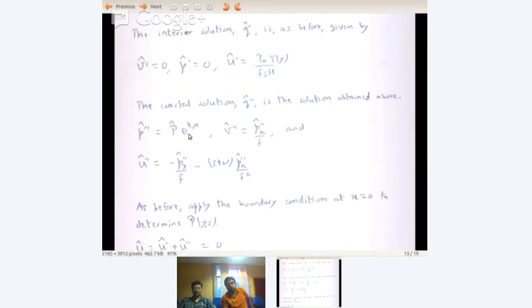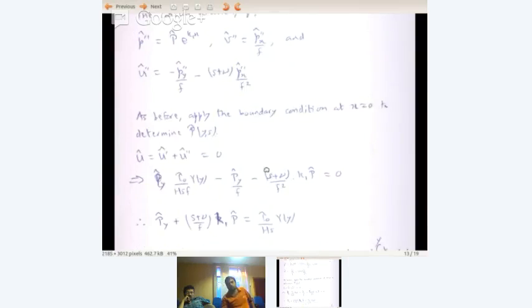We can get that easily because all you will get is P hat, which will remain intact. e power k1x will be differentiated with respect to x, and basically you will get k1 into e power k1x, and you divide by f. So V double prime hat is easy if you get this capital P hat. U double prime hat is minus p double prime hat y by f minus s plus nu into p double prime hat x by f squared.